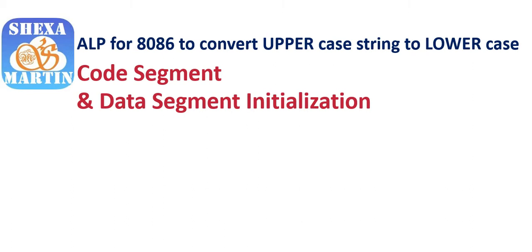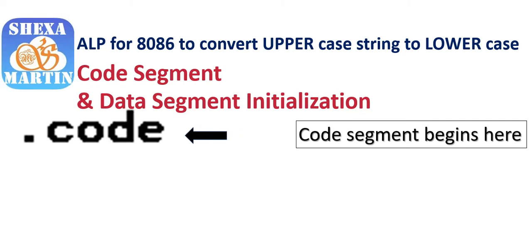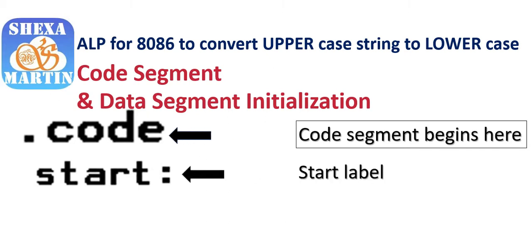To tell our assembler that we are starting a new segment, we say dot data or dot code. By dot code, we are telling our compiler that every instruction that starts after dot code exists within the code segment. So the code segment begins here. From there, inside the code segment, we now define our own label. The label that we have defined here is start.